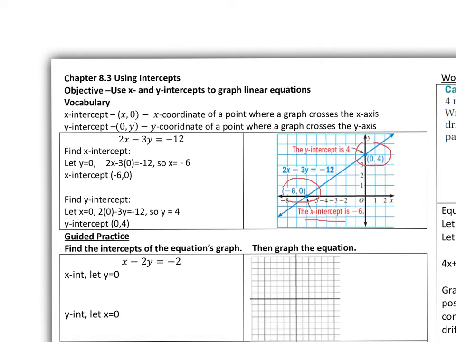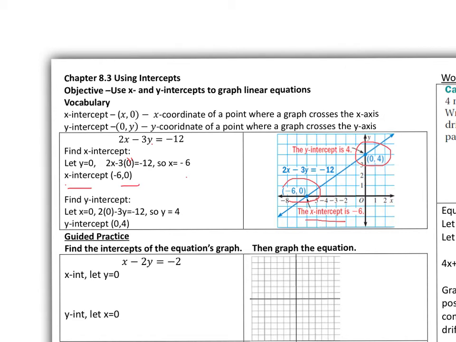Okay, so if I give you the equation 2x minus 3y equals -12, and I ask you to find the x-intercept, all you have to do is let y equal 0. You plug 0 into y and then solve for x, and you should get -6. So your answer for the x-intercept will be -6, 0. And as you can see, it's graphed here to the right.